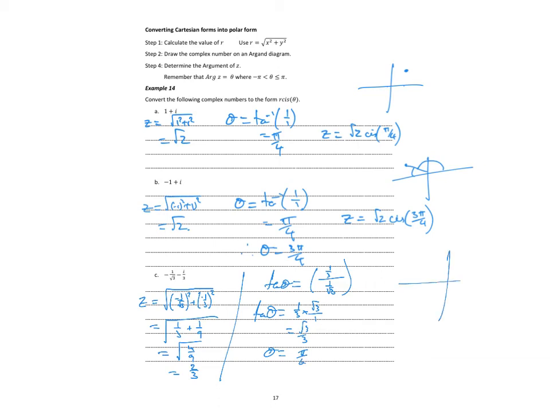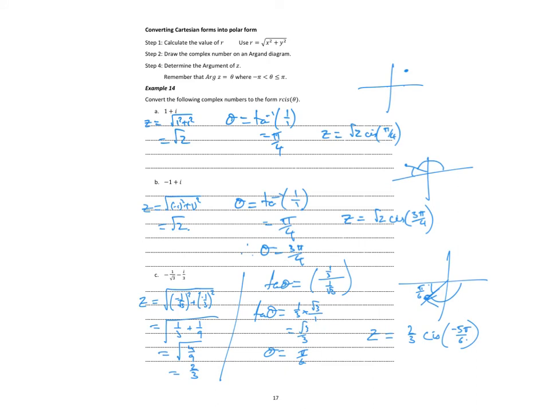Check my quadrant. They're both negative, so it's negative, negative down there. Pi on 6 is that angle there. So negative 5 pi on 6 is my argument. So I'm going to have z is equal to 2 on root 3 cis, what did I say? Negative 5 pi on 6.